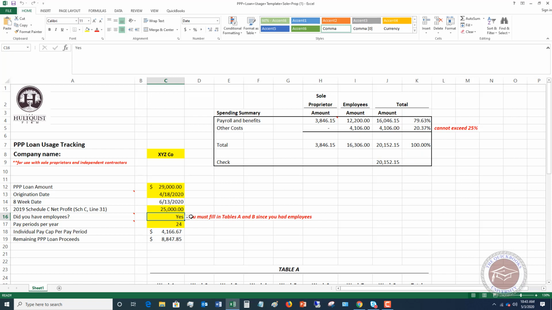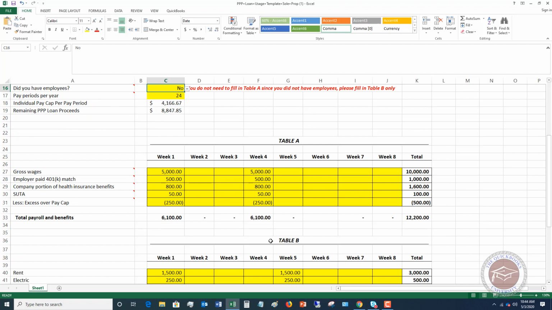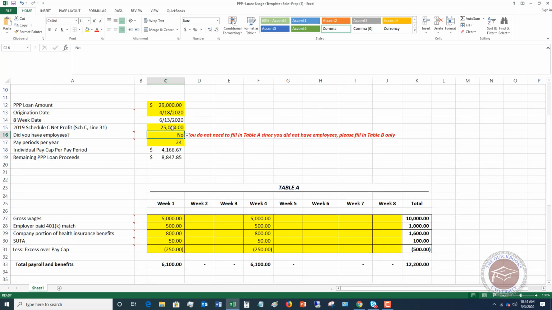All right, so now when you choose no down here, you'll see that it says you do not need to fill out Table A since you did not have employees. Please fill in Table B only. So you go down here and you'll see Table A and Table B. Table A has the wages for employees. Now, this is just for employees. This is not for any of your sole proprietor income. That is calculated up here.